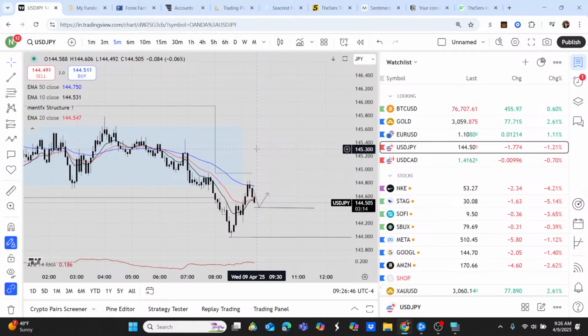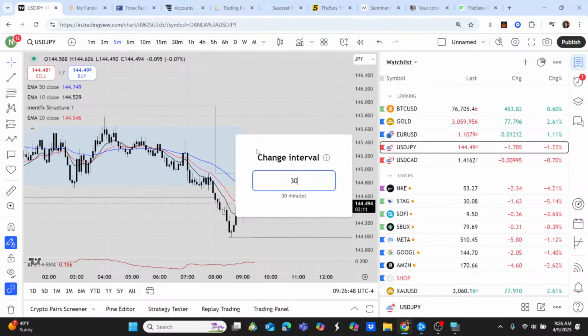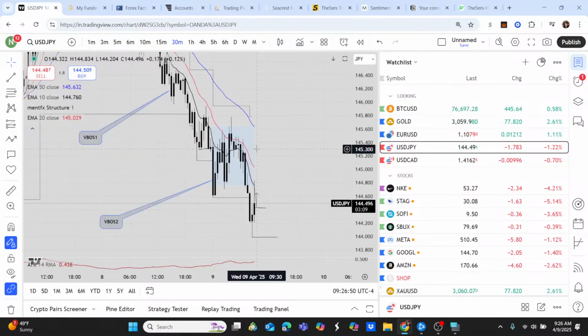So far we just have about 4 minutes for this candle to close. It's about to close in 3 minutes, and then I can watch what's going on, if it's going to set something up.